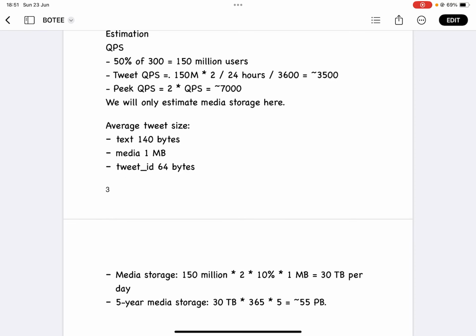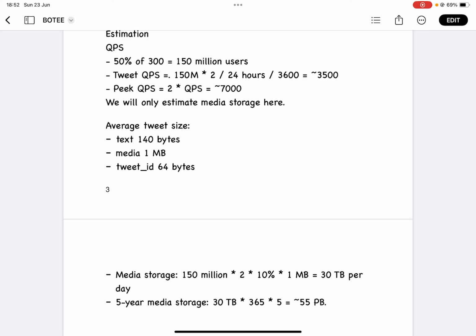Now, these three are compared against 150 million users into 2 tweets. 150 million into 2 tweets into 10% of that, which is 15 million, and then 1 MB. So there is a total of 30 TB per day of media getting stored. Now for 5 years, that is 30 TB into 365 into 5, which is 55 petabytes of data getting stored.